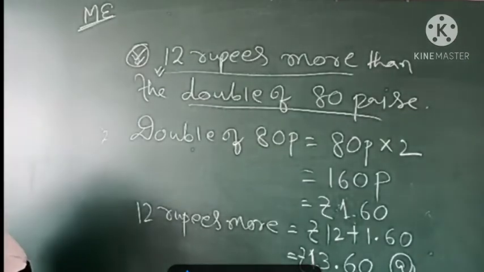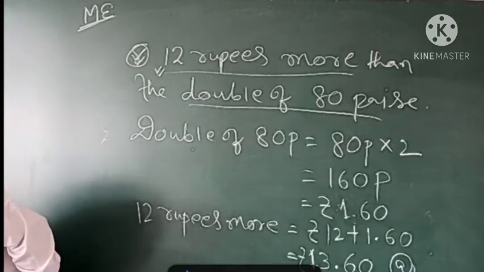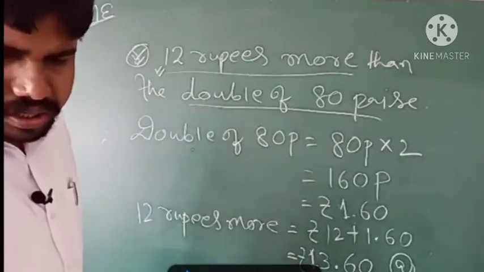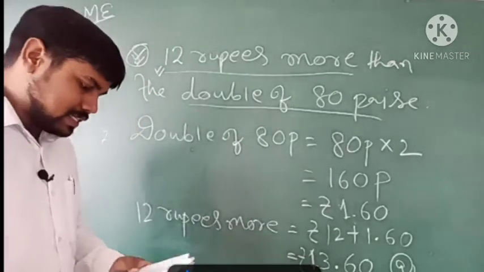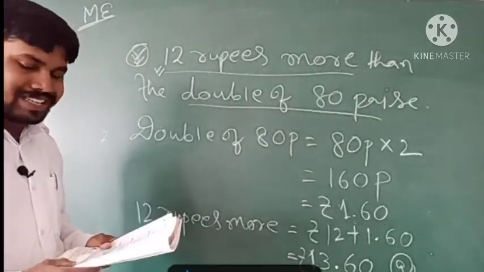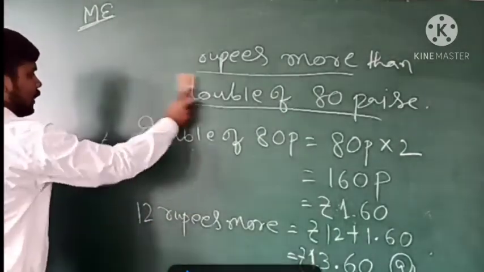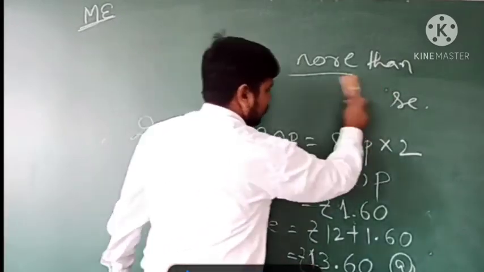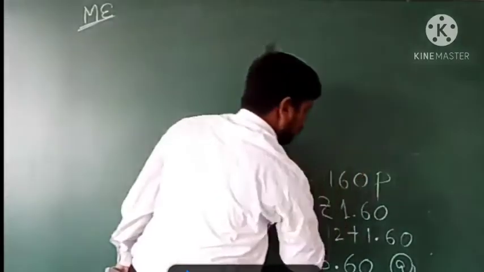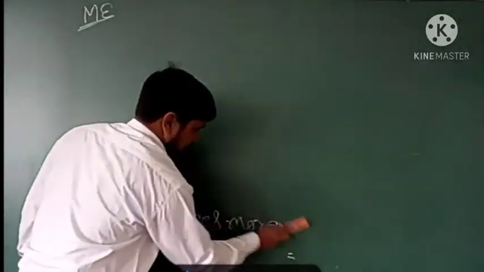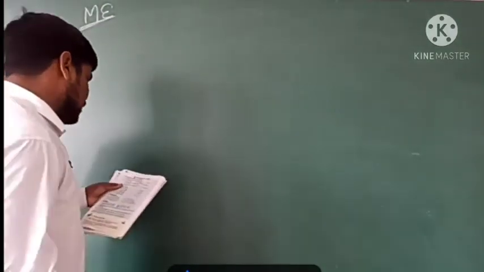Very nice. So the rest of all I hope you can do by yourself, because they are not so difficult. Question number 3 is asking 40 paise more than the double of this. So do this one by yourself and tell me what the answer will be. The next question which we have is the third one, the third question of the miscellaneous exercise, which is asking 40 paise more than.